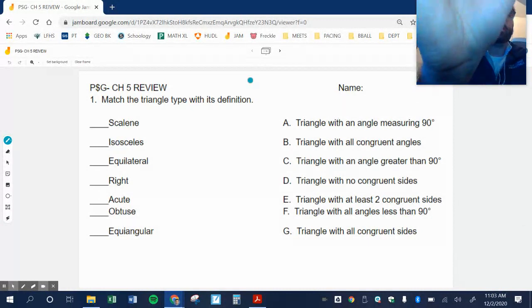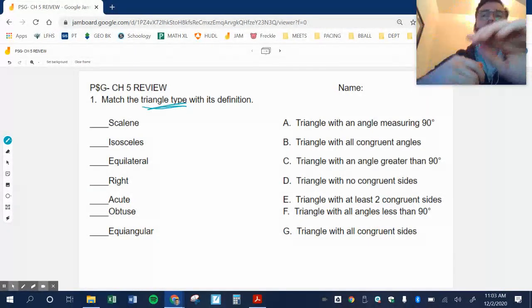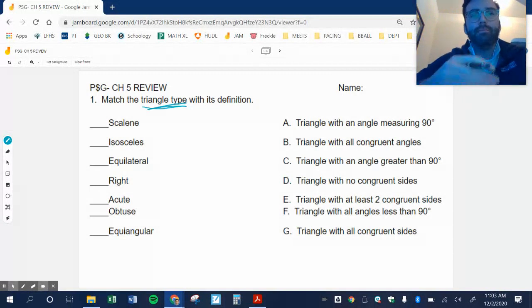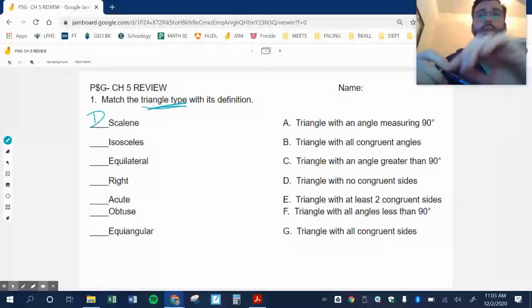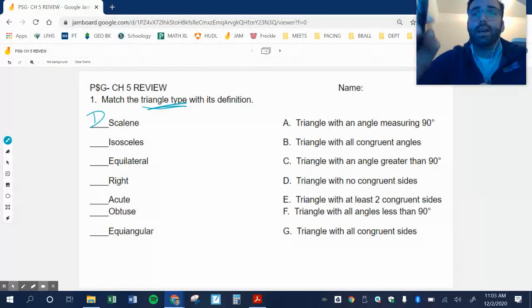We're talking about triangle types. Remember, triangles can be classified by their sides or their angles. In this specific case, our first one's a scalene triangle. A scalene triangle is classified by its sides. Scalene triangles are triangles without any congruent sides. A triangle with no congruent sides, that's letter D.